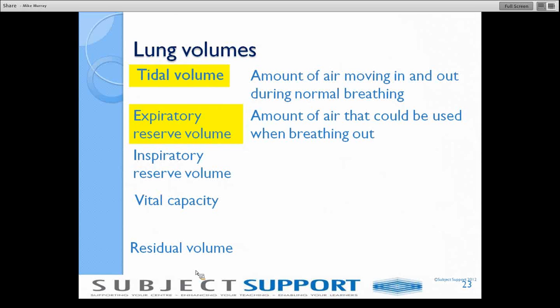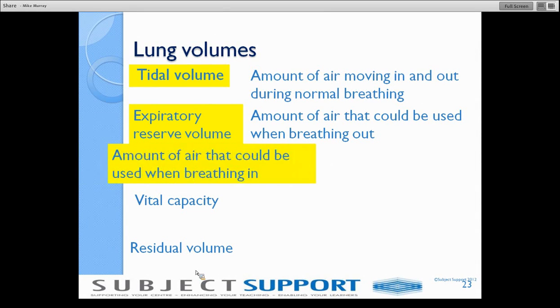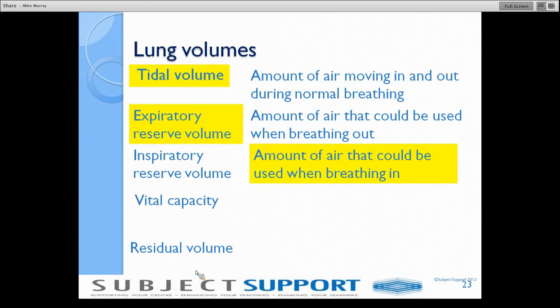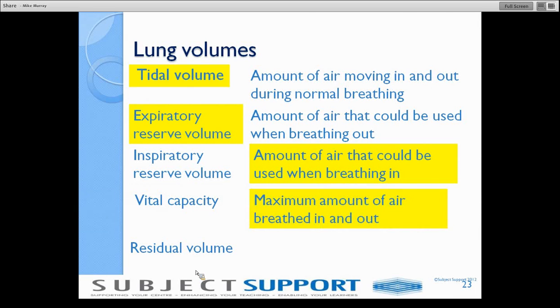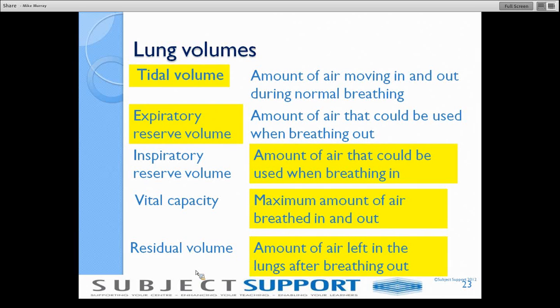The inspiratory reserve volume, well, that's the previous definition when changing the word out to in. It's the amount of air that could be used when breathing in. The vital capacity is harder. You need to get the word maximum in there somewhere. Vital capacity is the maximum amount of air you can breathe in and out. And the residual volume is the stuff that's left inside when you've breathed out. You cannot empty your lungs.